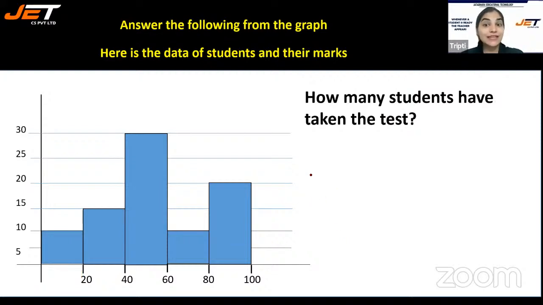How many students have taken the test? Means in all. 10, 15, 30, 10 again, and 20. All together. What's the answer?